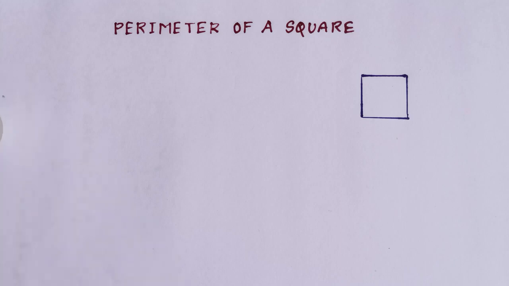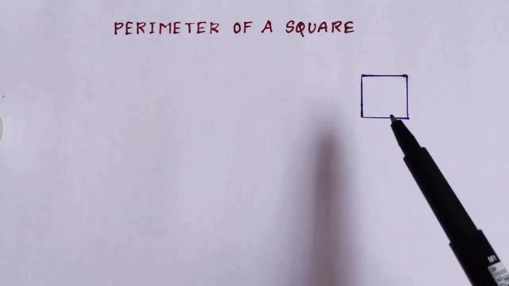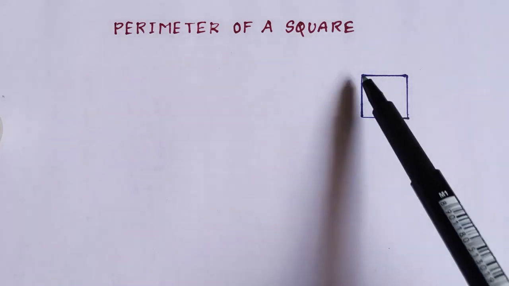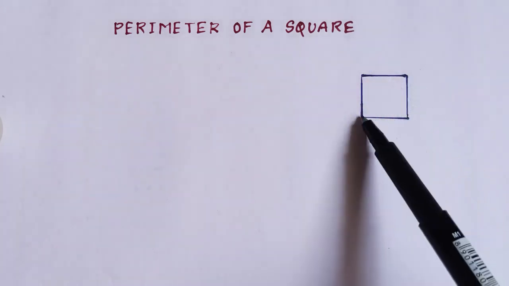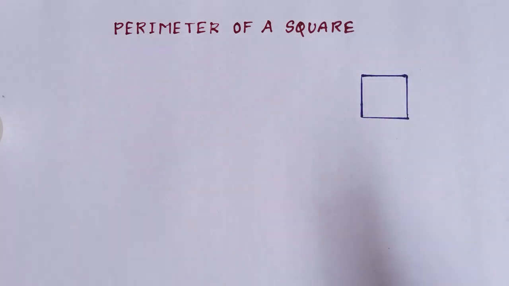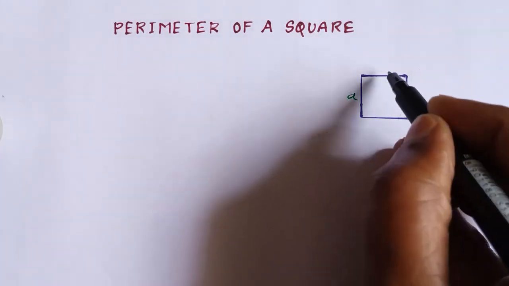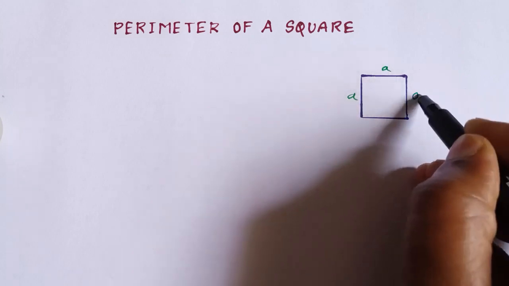Today we are going to see the concept of perimeter of a square. Now, what is perimeter? Perimeter means the total length around the shape. Here, if we take a square, the length around the shape is called perimeter. For example, if we think A is a side of the square.